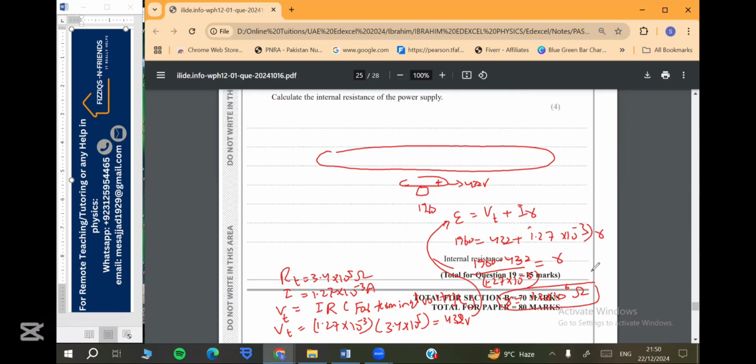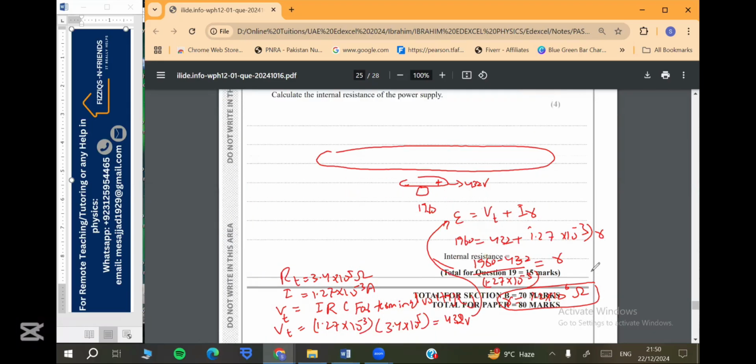So here is the end of your AS level, IAL Edexcel AS level physics unit 2, which is WPH12/01, conducted in October 2024. That is the end of the walkthrough of this paper.